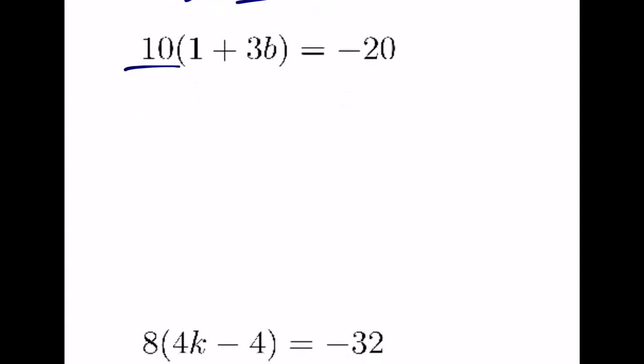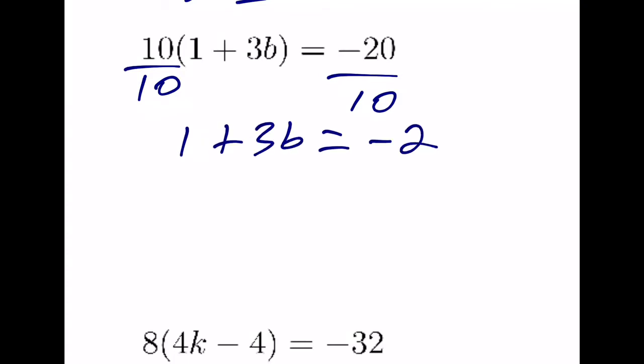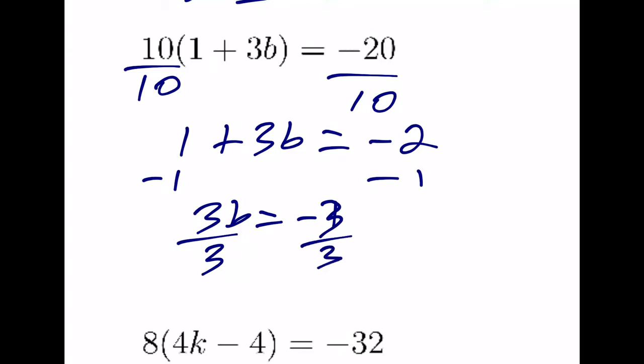Similar story here. The fastest way is probably to divide by 10, and we're left with 1 plus 3b is equal to negative 2. When we subtract 1 from both sides, we have 3b is equal to negative 3. Dividing both sides by 3, we have b is equal to negative 1.